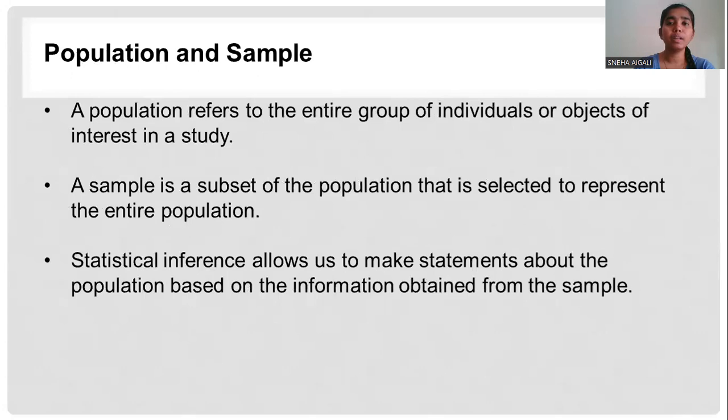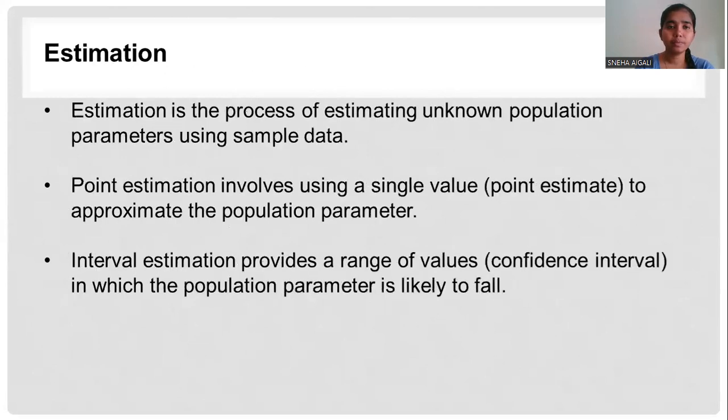Next up is population and sample. A population refers to the entire group of individuals or objects of interest in a study. A sample is a subset of the population that is selected to represent the entire population. Statistical inference allows us to make statements about the population based on the information obtained from the sample.